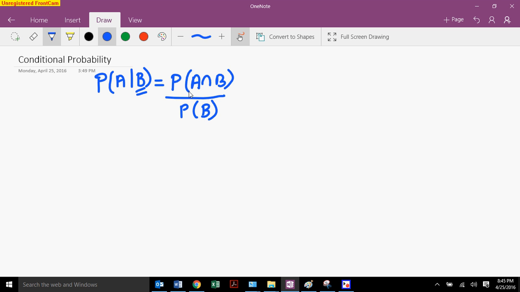Now the way to get some insight into this formula is, given that B has happened, B becomes your new sample space. That is the universe of all possible outcomes. That's why it's in the denominator. Now given that B has already happened, what is the probability of A and B happening? That's why you have this ratio.